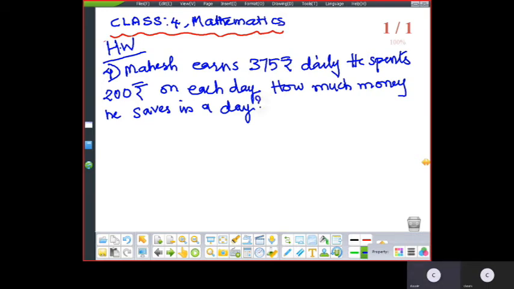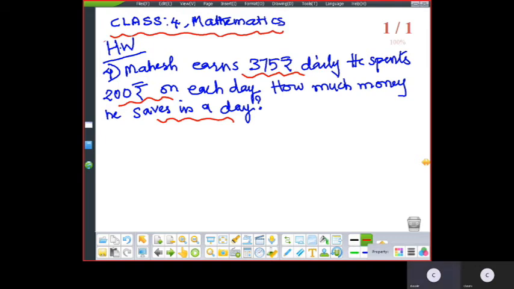So this is the question. It is a 3-digit one. So the first time you are doing 3 digits, it will be difficult for you, na? So let me solve it for you. Okay, children? So, 3-digit subtraction. Mahesh earns 375 rupees daily. And how much money is he spending? He is spending 200 rupees on one day. And how much money does he save in a day?